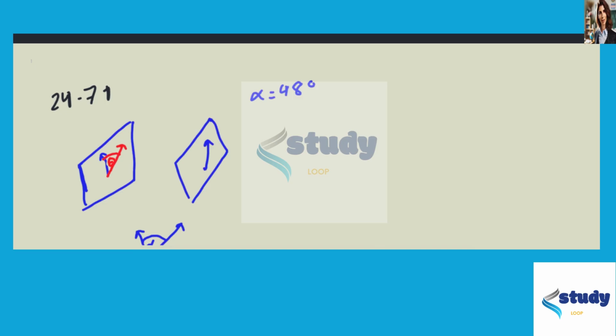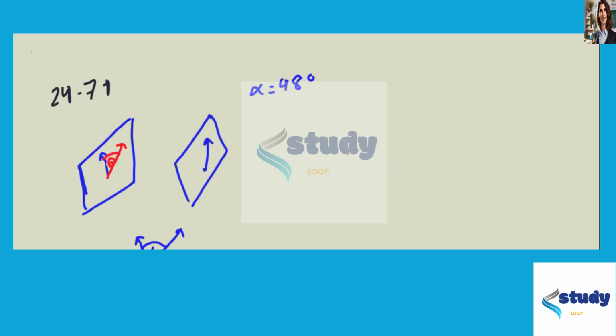So this is problem 24.71. In this problem, we have two polarizers, okay? And the optical axes of these two polarizers are oriented at an angle alpha equal to 48 degrees. Then we have an incoming polarized light at an angle theta that we don't know, okay? So we don't know theta.